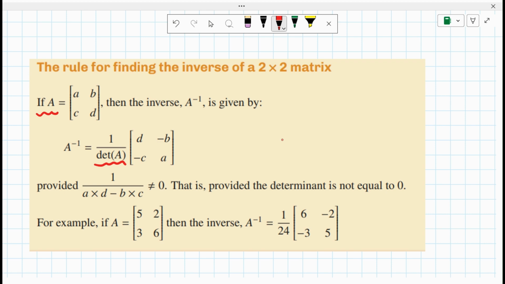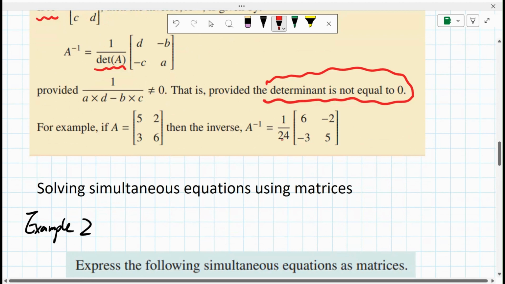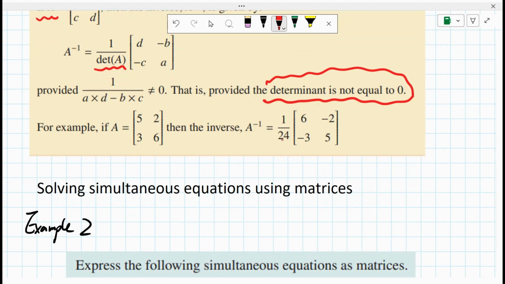Also, your determinant cannot equal 0, because it is on the bottom of a fraction and you cannot have 0 there. That's the main thing. So if I had 5, 2, 3, 6, we need to find a times d minus b times c. That's 5 times 6, which equals 30, minus 6, which is 24. So 1 over 24 multiplied by the matrix with 6 and 5 swapped, and minus 2 and minus 3. Hopefully that makes sense.